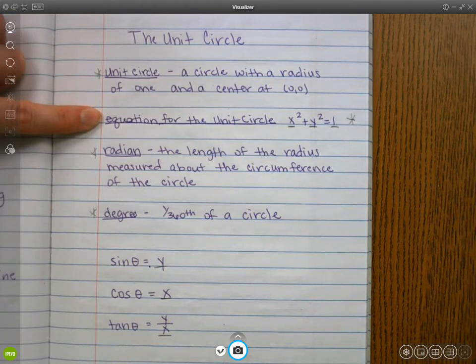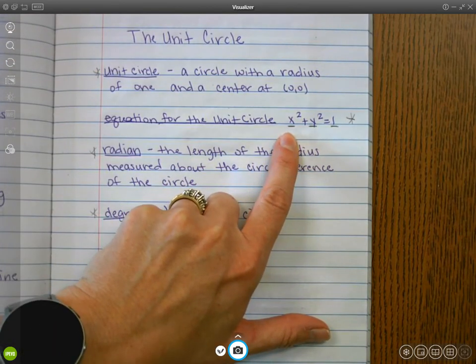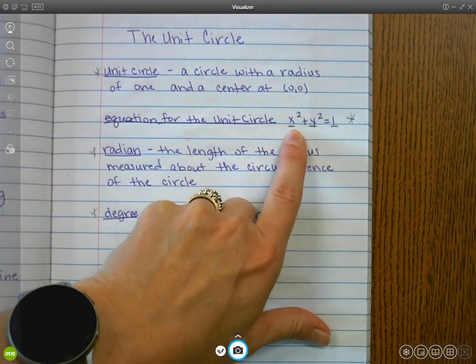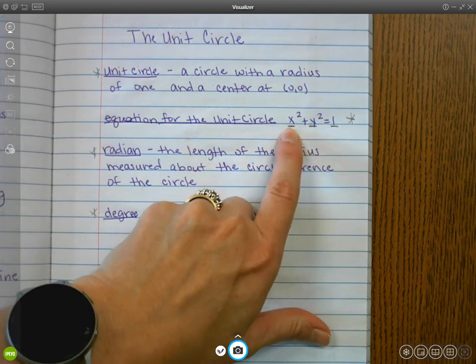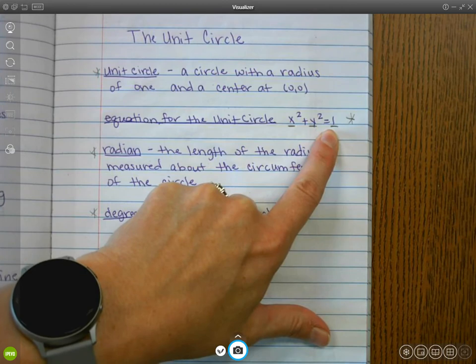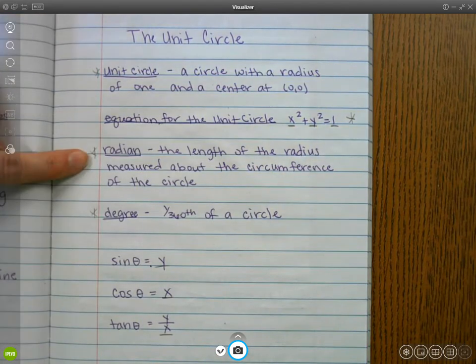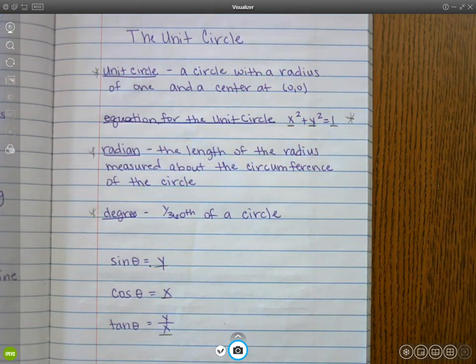You need to know the equation for the unit circle. And if you remember anything about the equation of a circle, then this should make some sense. It's centered at 0, 0, so there's nothing with the x and the y, and its radius is 1. So the equation of the unit circle is x squared plus y squared equals 1. A radian is the length of the radius measured about the circumference of the circle. A degree is 1/360th of a circle.